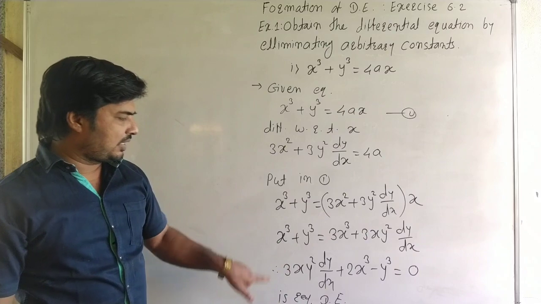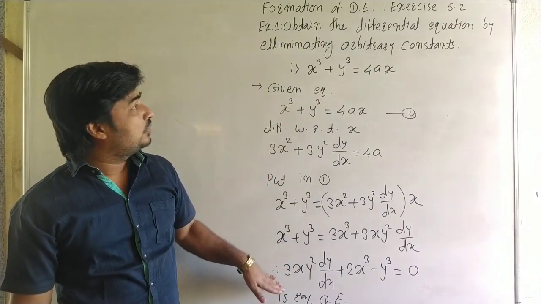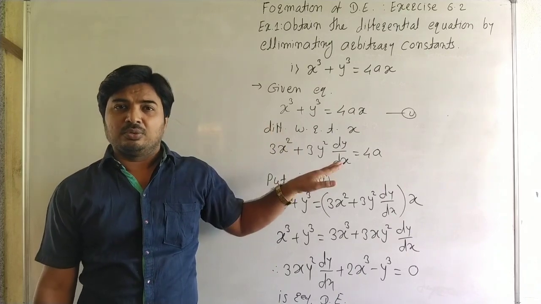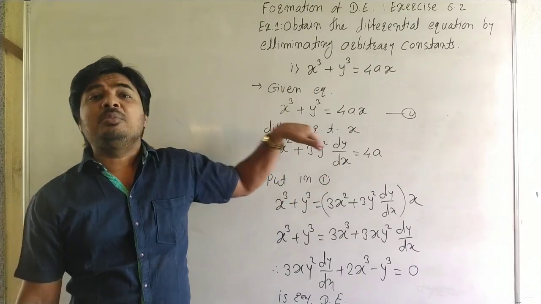Is required differential equation. See carefully. एक आर्बिट्री कॉन्स्टंट असला एकदा डेरिव्हेटिव्ह, दोन आर्बिट्री कॉन्स्टंट असले दोनदा डेरिव्हेटिव्ह, आणि डेरिव्हेटिव्ह काढत काढतच इलिमिनेट झाला.